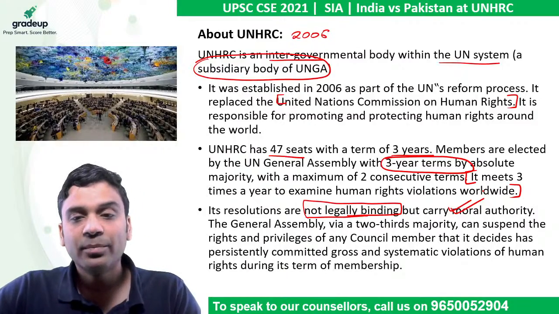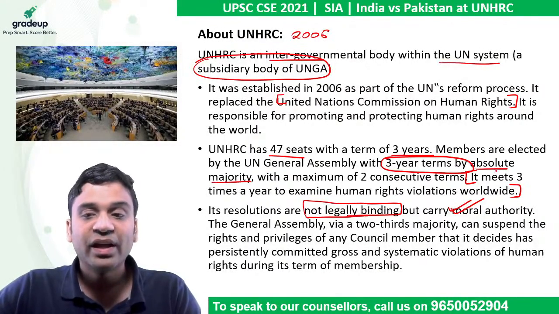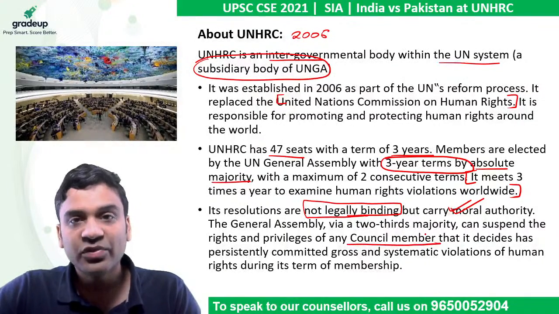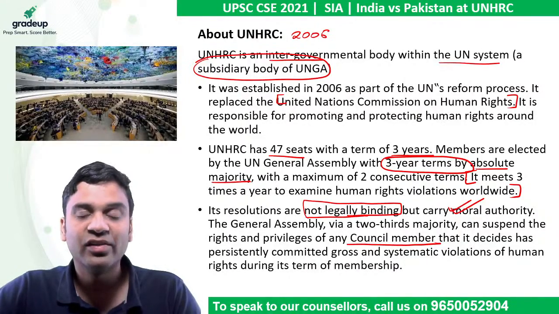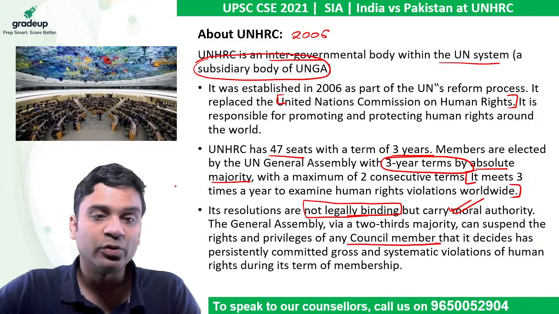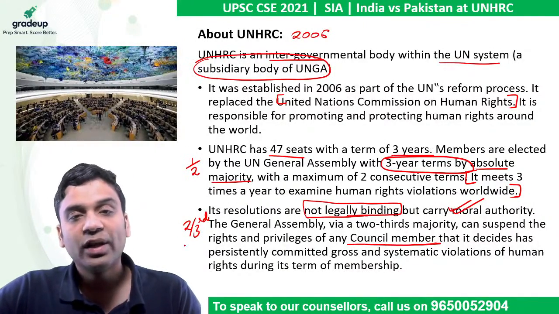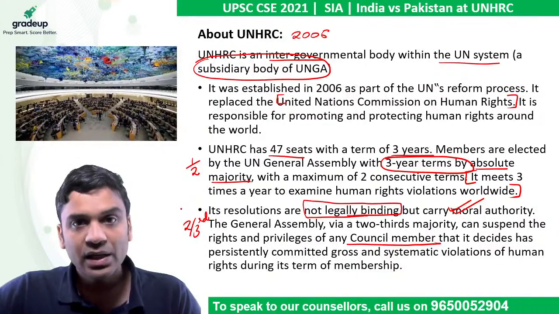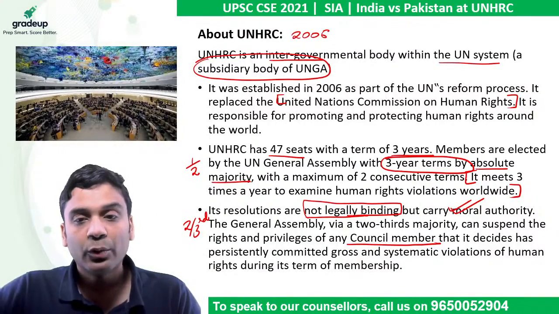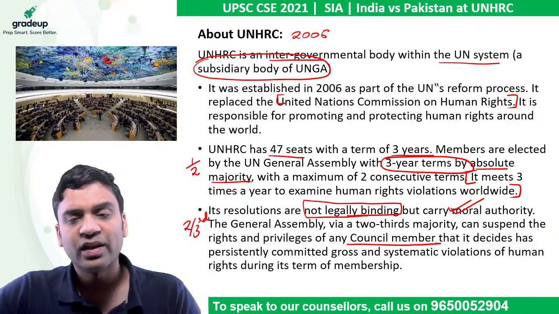And the General Assembly elects it by absolute majority, and by a 2/3 majority, they can suspend the rights and privileges of any council member. If it deems that it is doing some gross and systemic violations in human rights issues, you can remove its membership by 2/3 resolution. For election, it is just half, absolute majority. For removal, it's tougher. A 2/3 majority is required. For example, Myanmar. As the human rights issues are going on, or as the coup is going on, now UNGA can maybe pass a 2/3 resolution to remove Myanmar from the council. So those sort of things can happen.